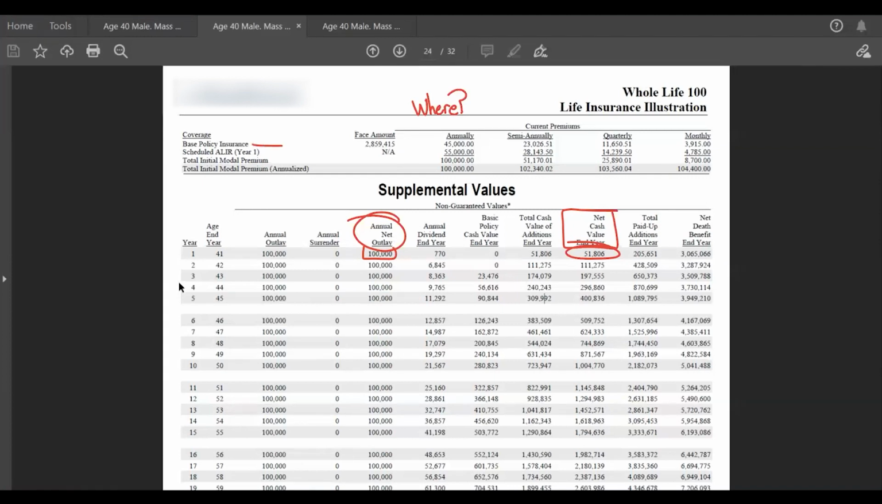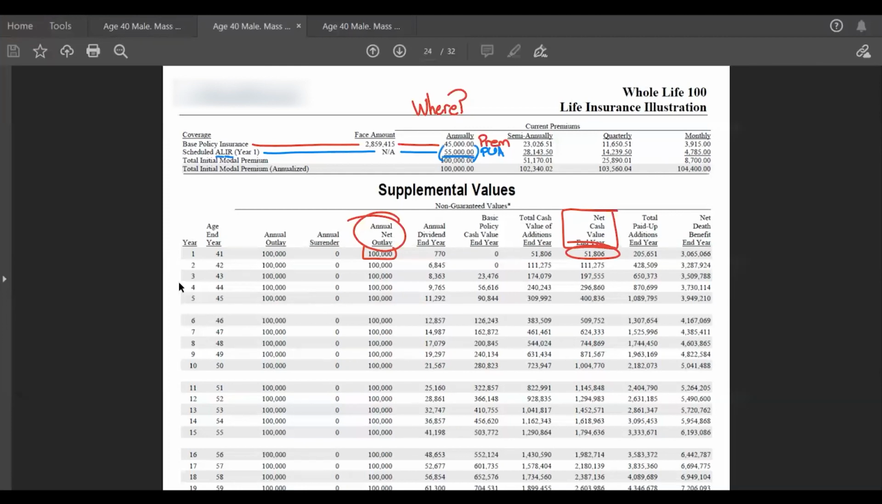Here, base policy insurance, that's the premium. So it's a little bit less than 50% in this example. And then here, scheduled AILR. AILR stands for Additional Life Insurance Rider. That's a term here for PUAs. I've got $55,000. So here, I'm reducing the insurance premium and redirecting more of my money toward PUAs in an effort to, you got it, maximize cash value.